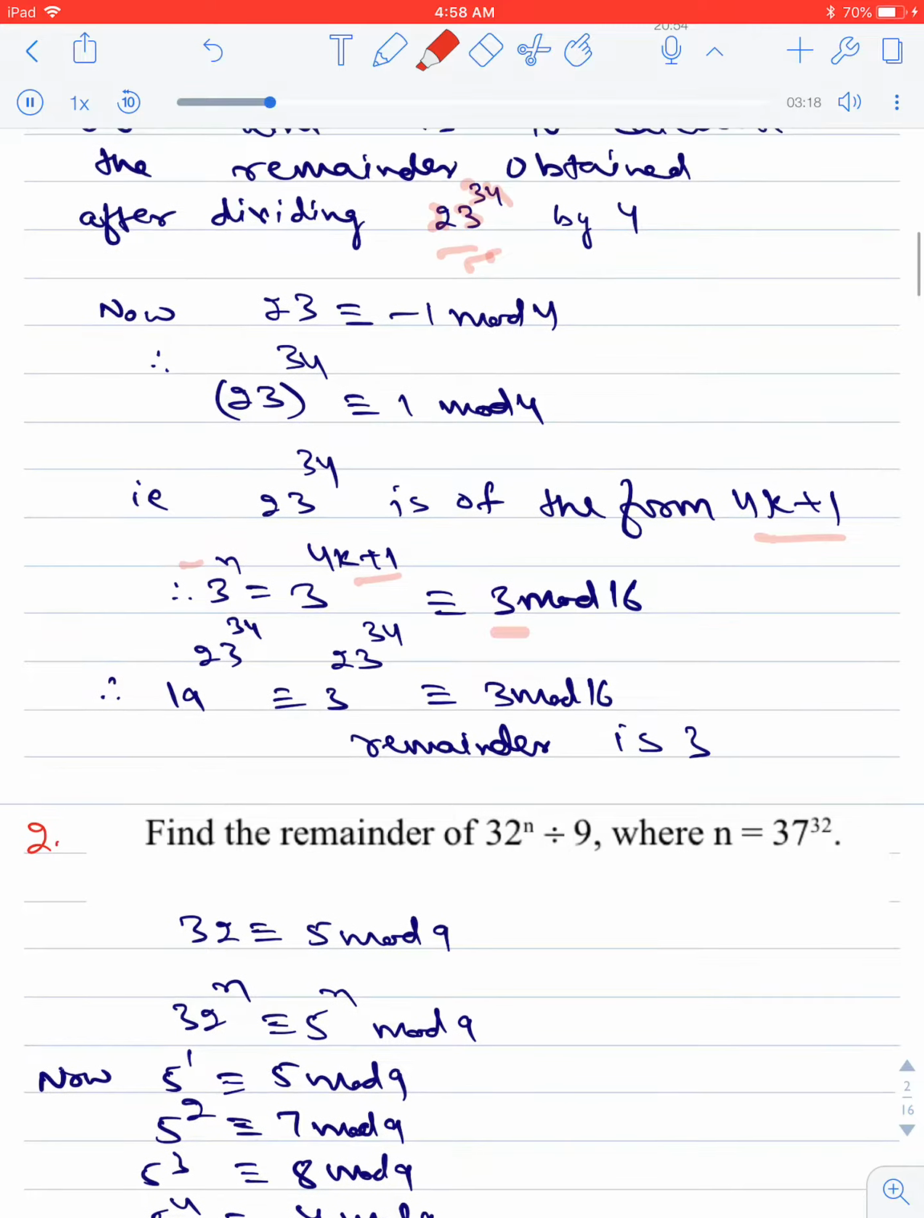So as per the given question, 19 raised to power 23 raised to power 34 is congruent to 3 raised to power 23 raised to power 34, which is congruent to 3 mod 16. That is, the remainder is 3.